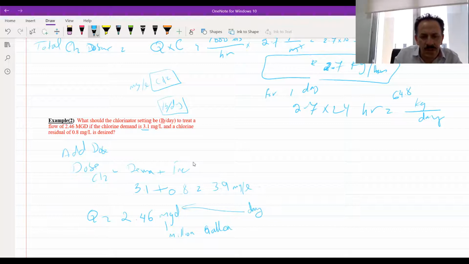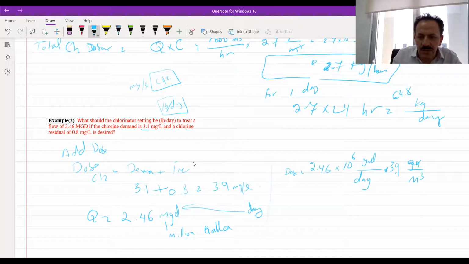So what should I do? We should multiply that by this. So the dose is equal to 2.46 million, to make it a gallon. So it will be 2.46 million gallon per day, times the total dose we have, 3.9 milligram or gram per meter cube.